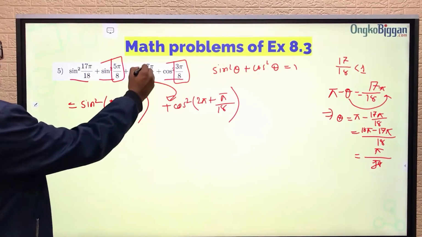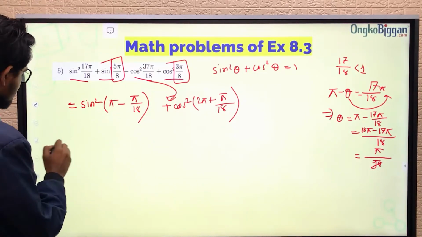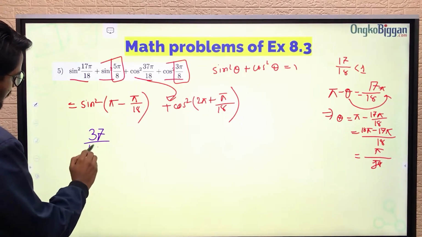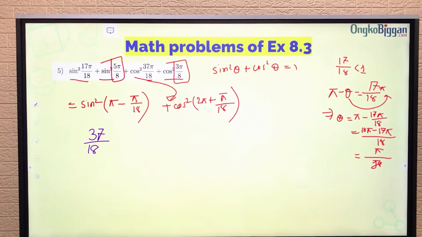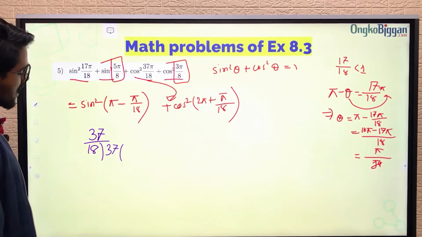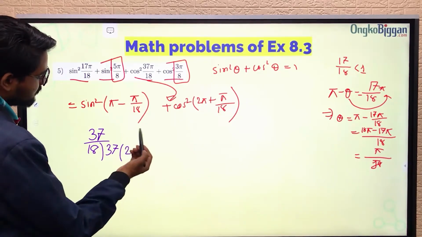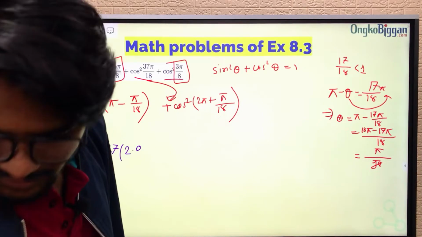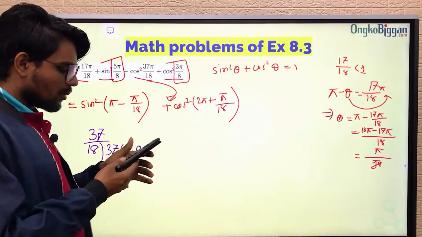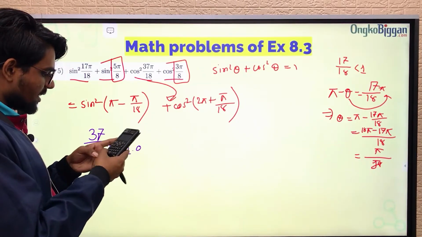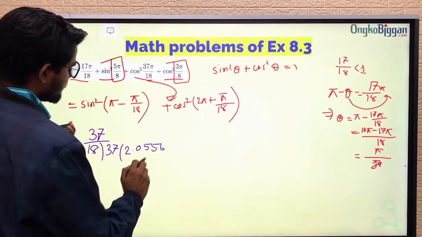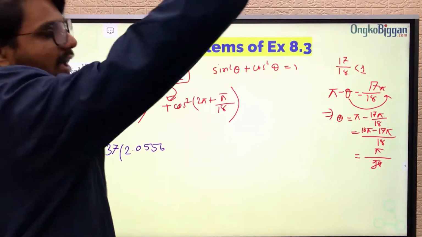Here, if you look at the value 37π/18, let me write it in a different ink. If we divide 37 by 18, what do we get? We get 2 point something. Let me find the calculator. Here is the calculator, somewhere hidden in the treasure box. So 37 divided by 18, we get 2.0556, and it goes on.